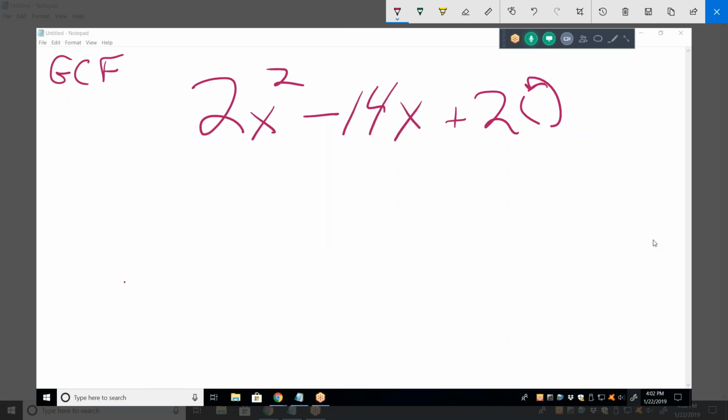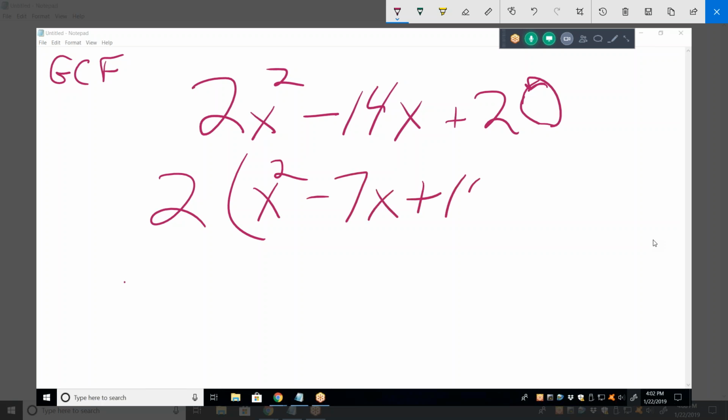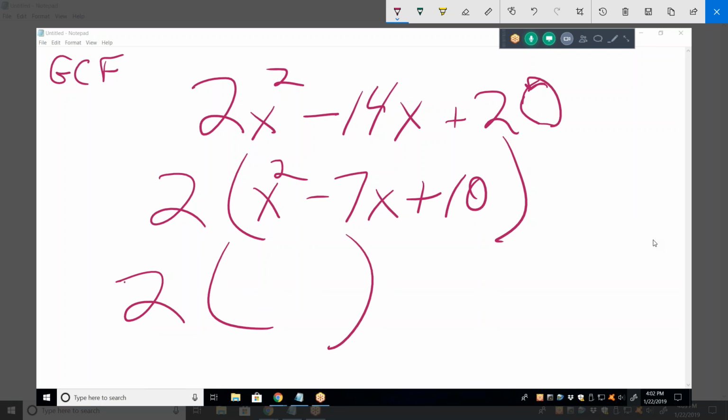Always start with greatest common factor. Can you take a greatest common factor out of that? Yeah, 2. Okay, what's left over? X squared minus 7x plus 10. Okay. Now, what you want to do is work with that. In this case, we don't have an equation, so I can't cancel the 2. I've got to break it down. But I'm going to factor this quadratic that is in the parentheses.